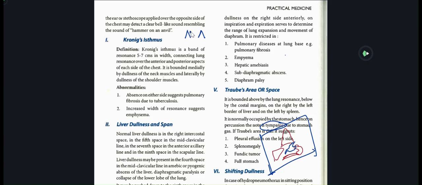dullness of the neck muscles. So this is the sternum. Here we have the neck muscles. On the lateral side, we have the shoulder muscles. And beneath it is the lower part of the lung. But this basically consists of your apex. So when you percuss supraclavicularly, that particular area has a fancy name called Kronig's isthmus.